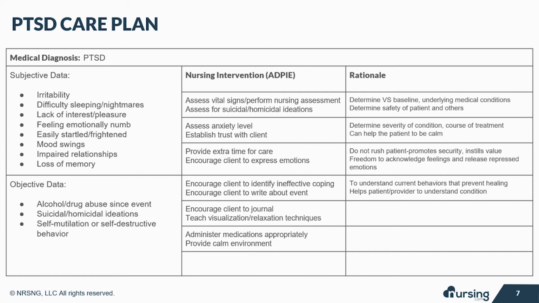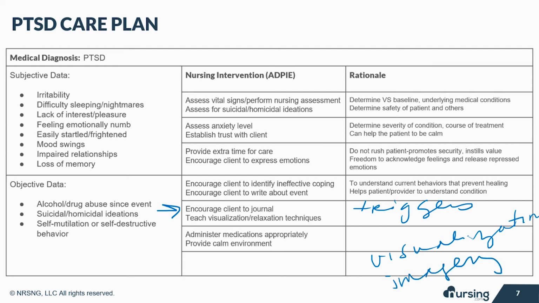Encourage the patient to keep a journal of stressors and emotional reactions to those stressors. Journaling can help the patient to identify triggers that prompt anxiety or symptoms and evaluate the outcomes of those reactions. Help the patient to learn to manage the anxiety that can accompany flashbacks or environmental stressors or triggers, like visualization and relaxation techniques like deep breathing and imagery.